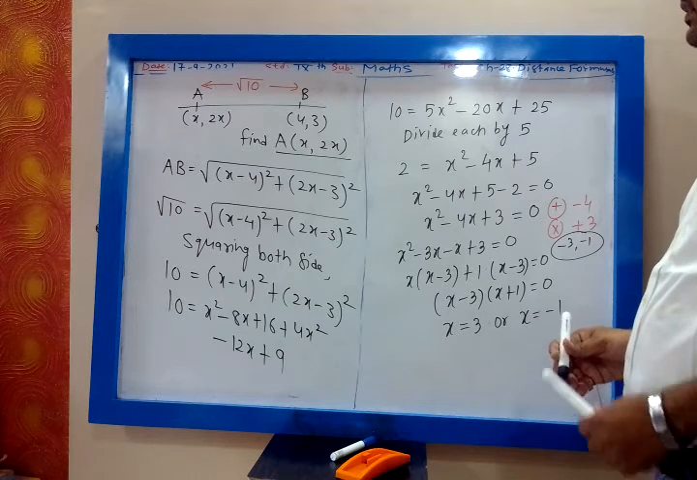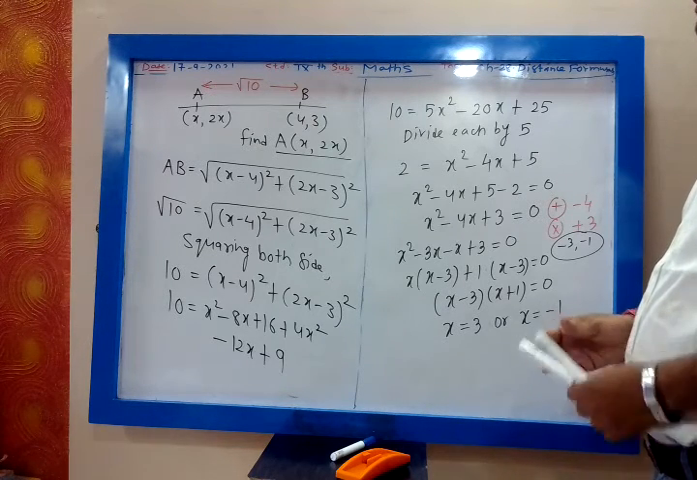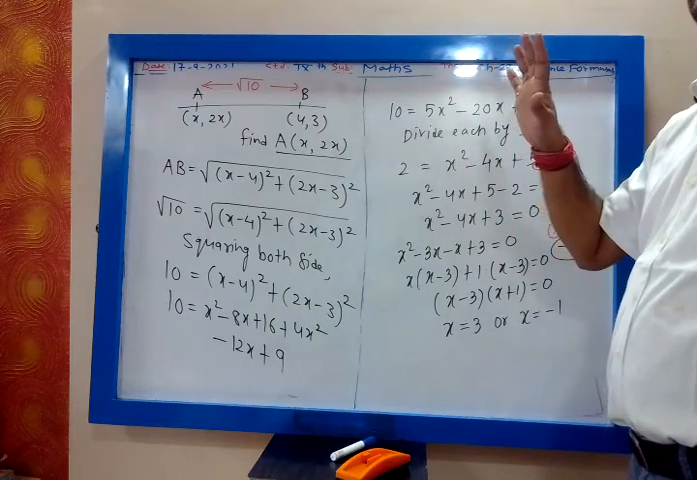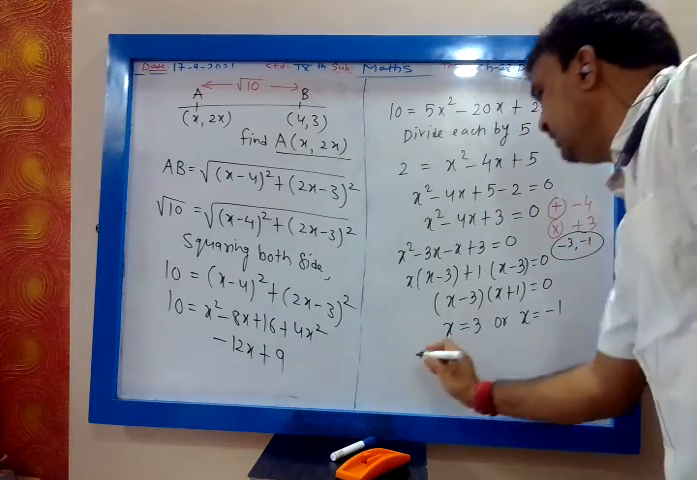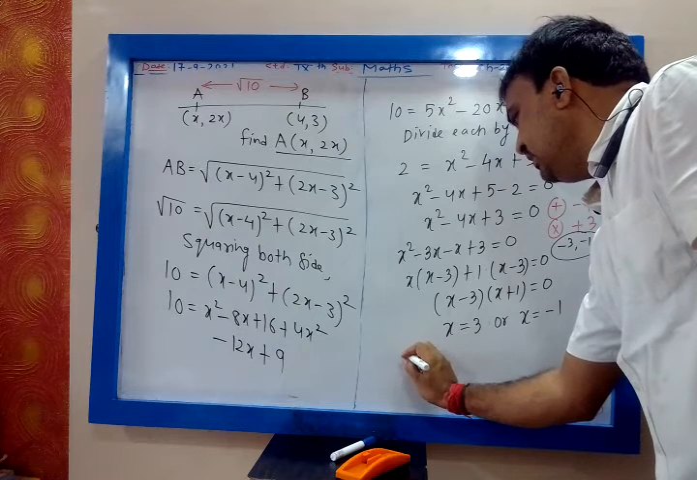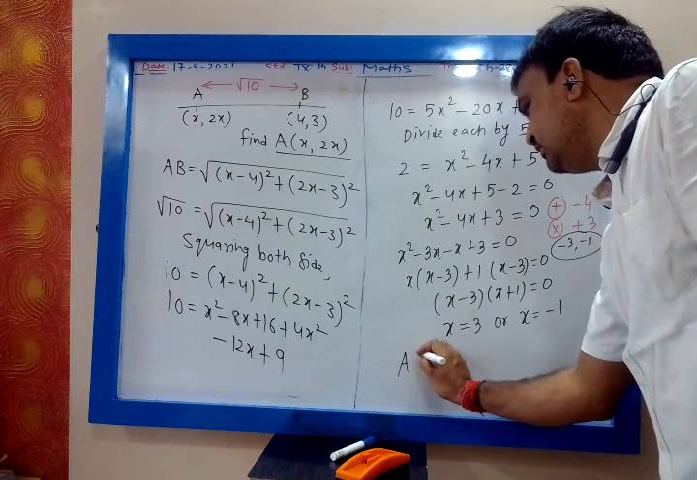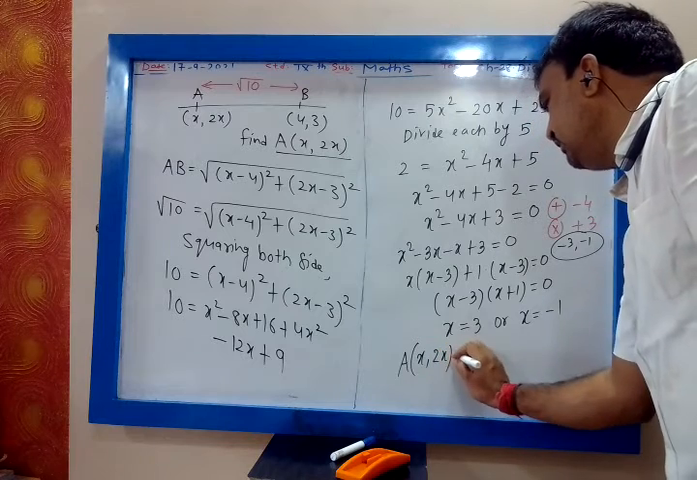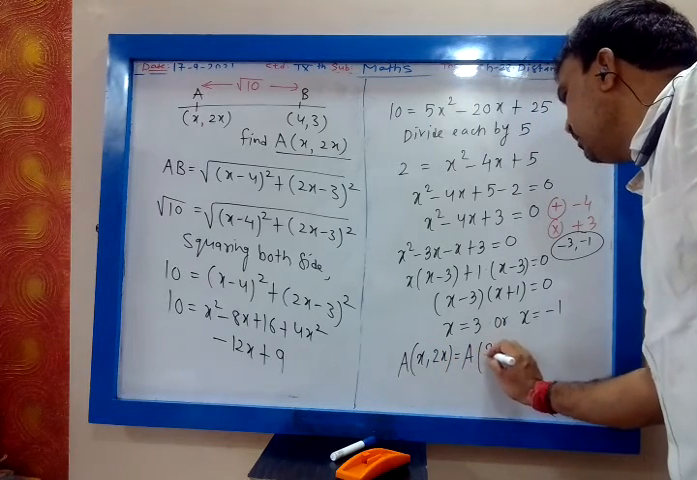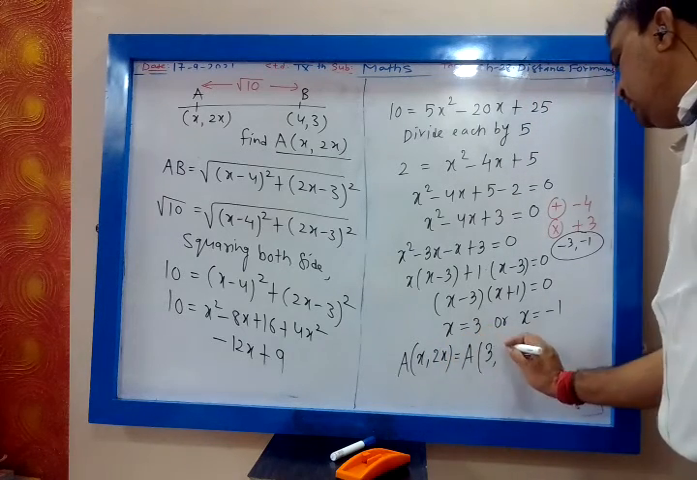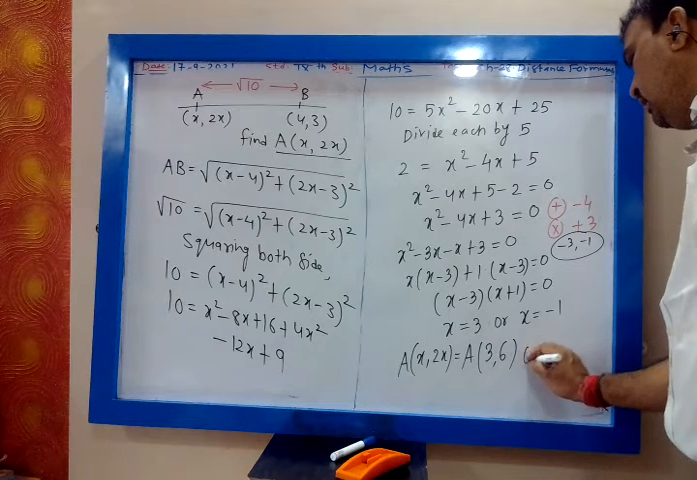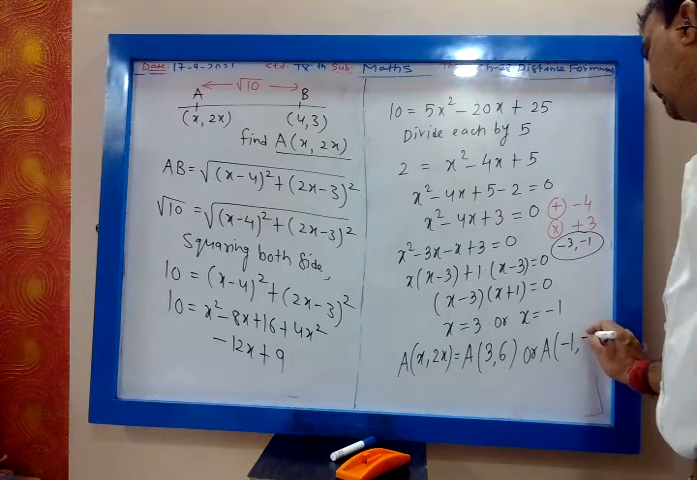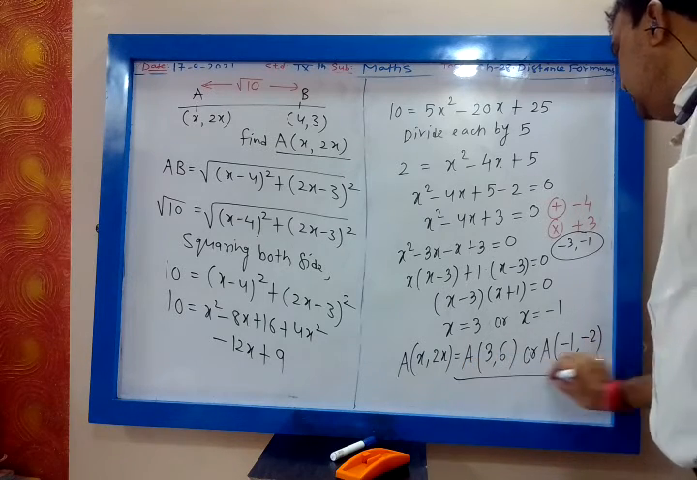Why minus 1? X is a coordinate, not a distance. What is given for A? A is x comma 2x. So A will be 3, then 2 into 3, which is 6.